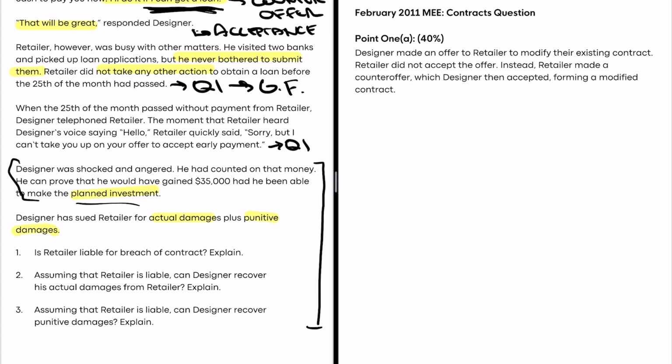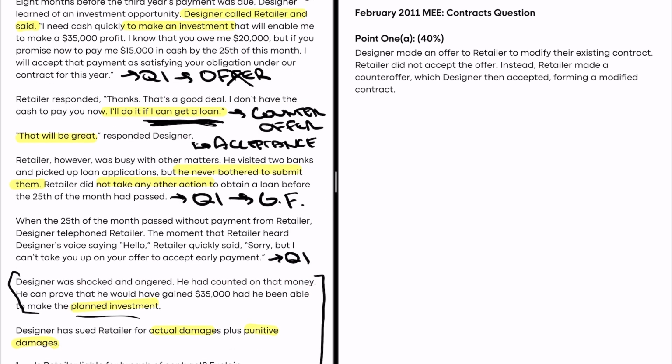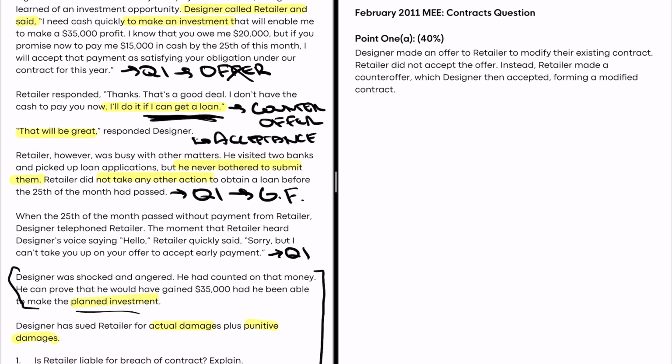Right here for point 1A, worth 40% of this essay, the bar examiners were looking for examinees to conclude that designer made an offer to retailer to modify their existing contract. Retailer did not accept the offer. Instead, retailer made a counteroffer, which designer then accepted, forming a modified contract. So this is exactly what we talked about, right? Designer makes an offer to retailer to modify the contract. Retailer does not accept. Retailer makes a counteroffer, which designer then accepted, forming a modified contract. So this was just a very basic formation, offer, and acceptance analysis.